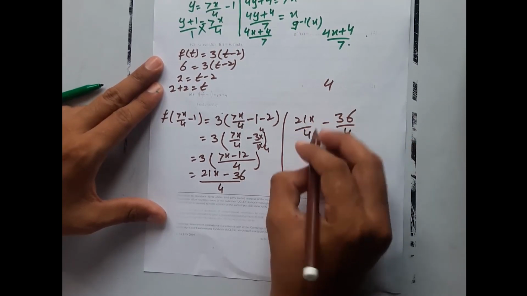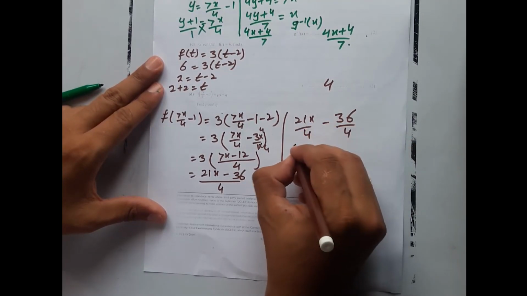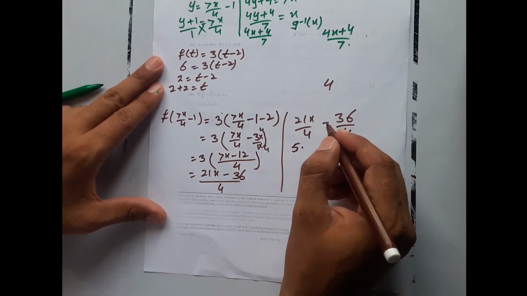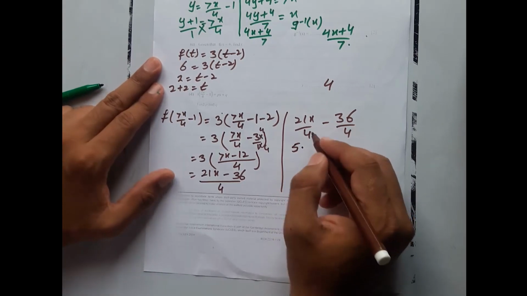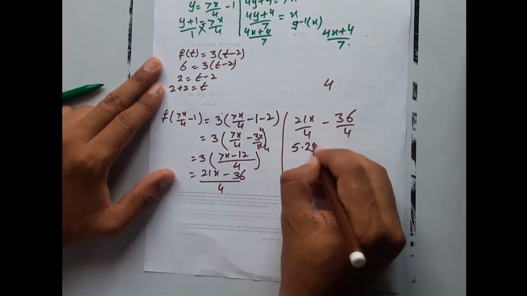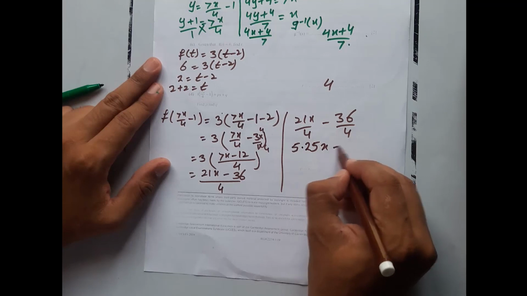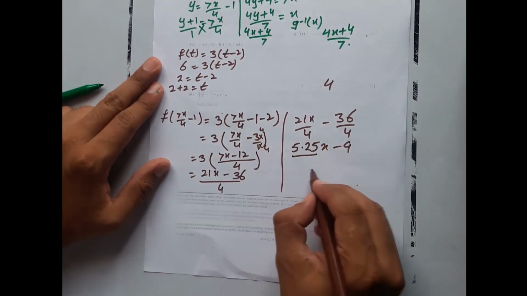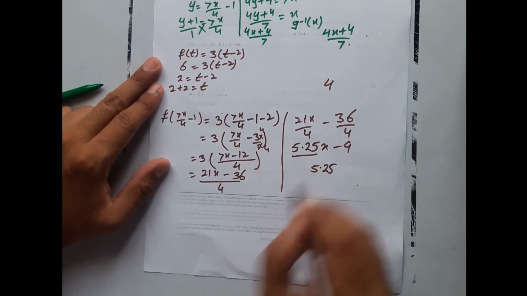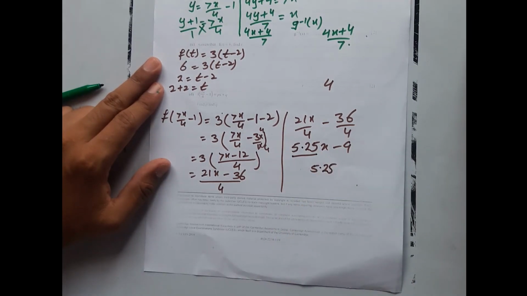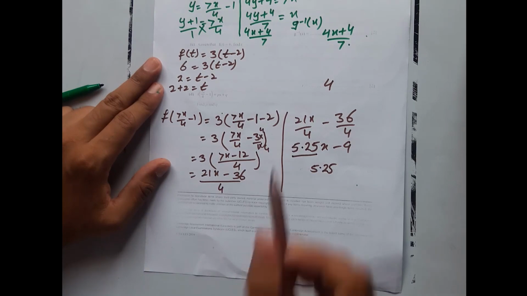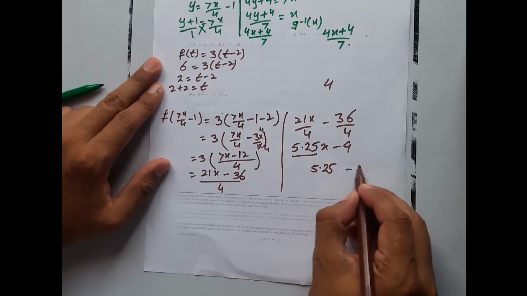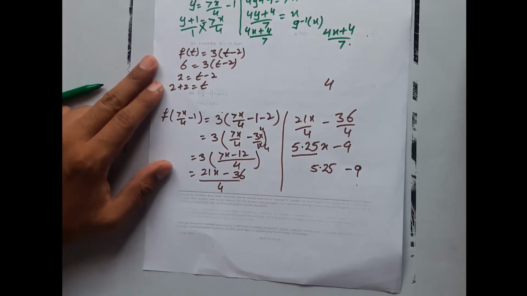So this will become 5 point something, 5.25. 4 5s are 20 and 1 carry, 2 and 5. Okay, so 5.25x minus 9. So the value with x is p. So p is 5.25, and then the value with q is minus 9.